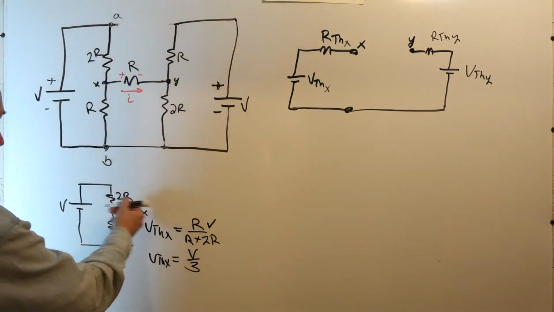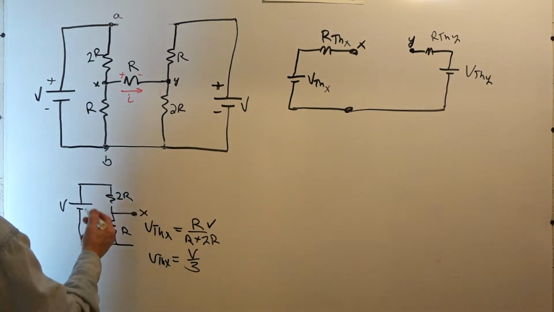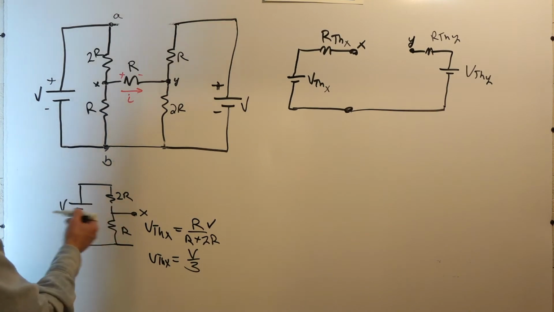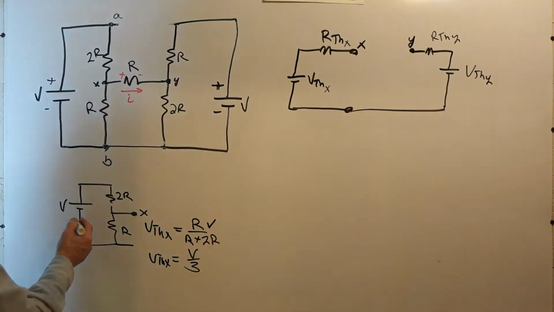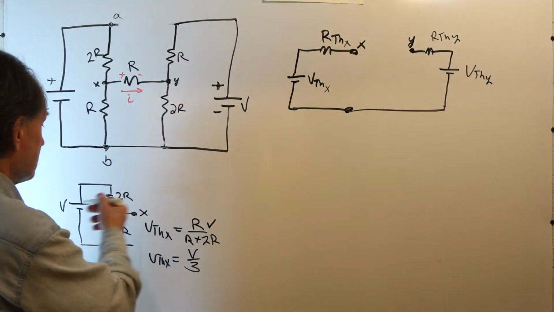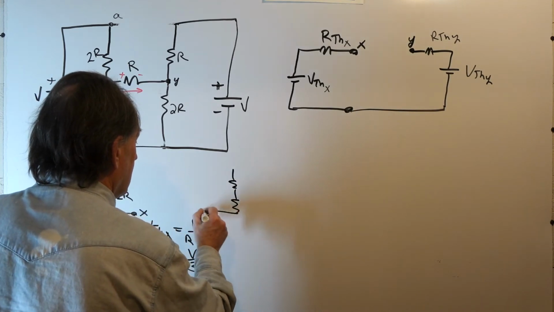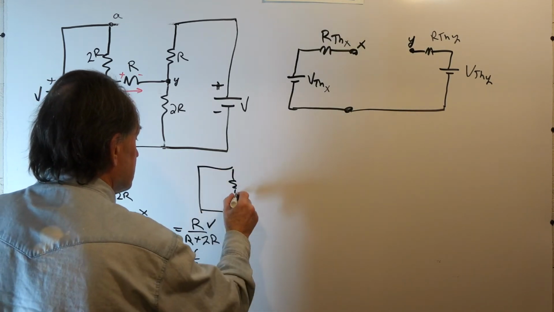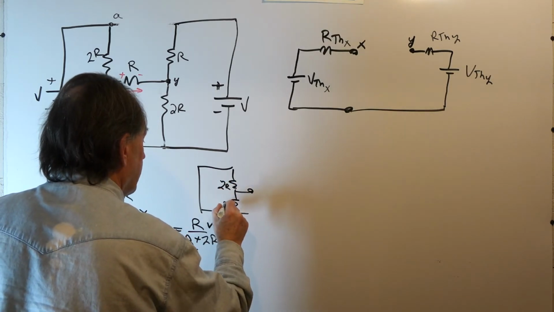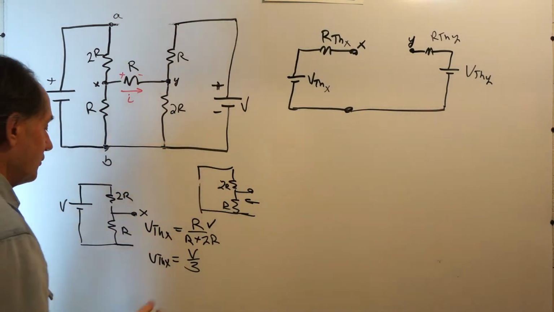The Thevenin impedance looking in is the resistance we see when we replace all independent sources with their internal impedance. In that case, an ideal voltage source, its internal impedance is a short. So looking back into this network, with the voltage source shorted, and looking in here, we just have R in parallel with 2R.